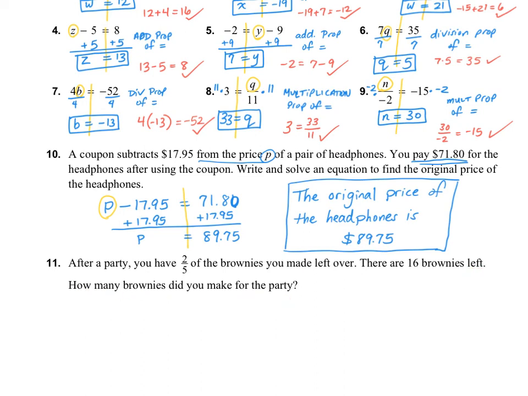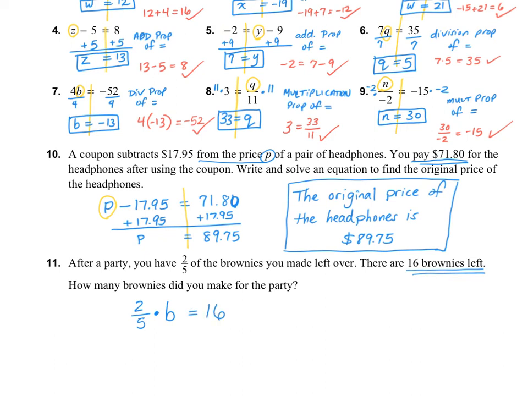So let's go back to that. After the party, you have 2/5 of. The word of, remember, means multiplication. So 2/5 multiplied by the brownies that you made are left over. So if we think about that, then we have 2/5 of some amount, I'm going to put B for brownies, are left over, and we're told that it's equal to 16, so it's equal to 16.